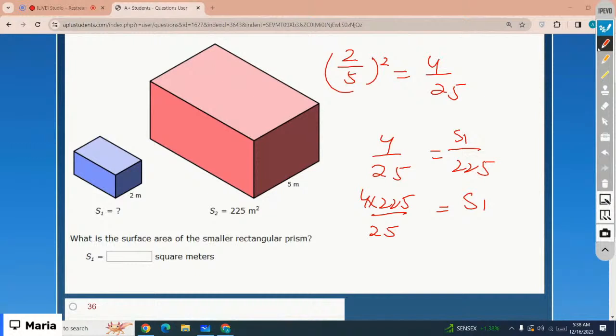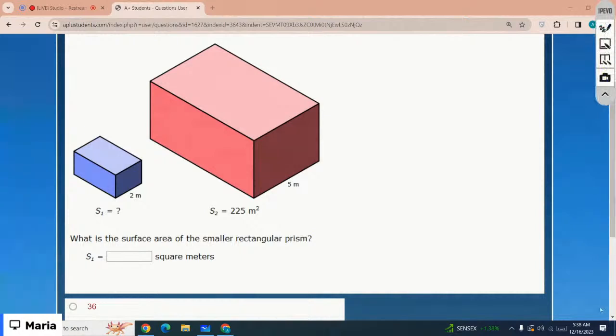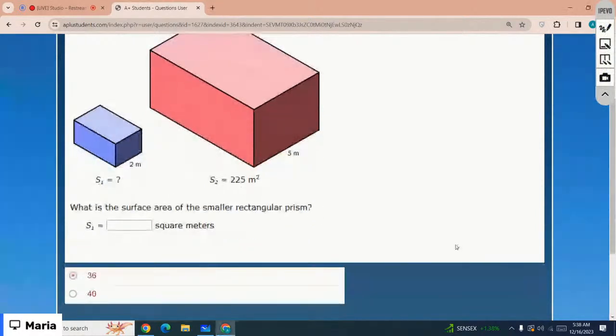36. The correct option is 36, right? When you do the calculations, the correct option is 36.